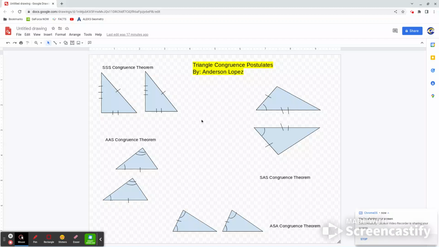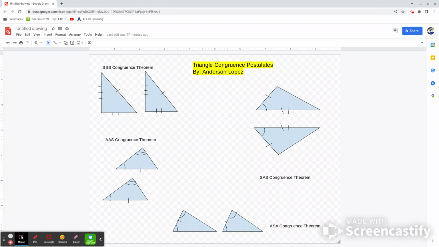Today, we are going to be talking about the four triangle congruence theorems. Each theorem is used to prove that two triangles are congruent to each other. The first theorem that I'll be talking about is the SSS congruence theorem, which stands for side, side, side.